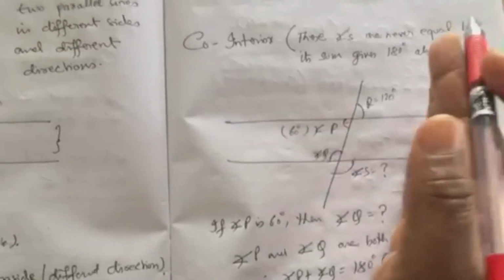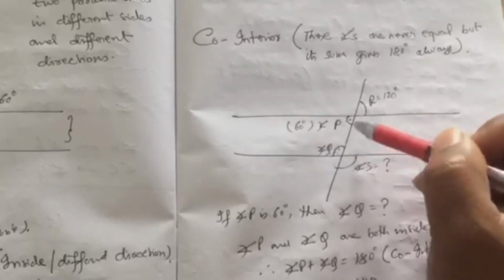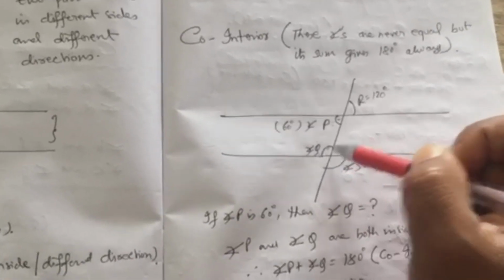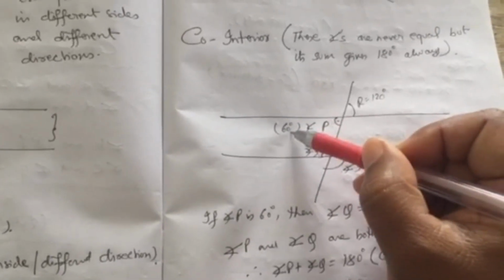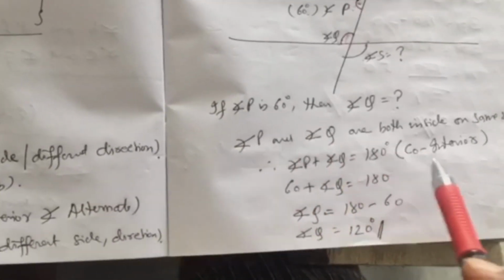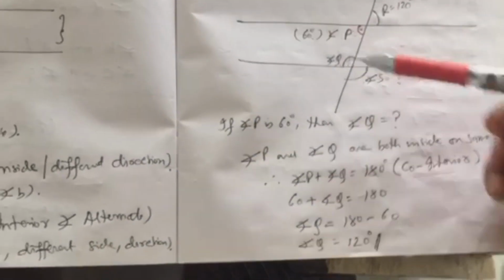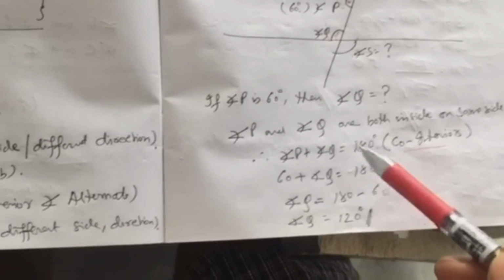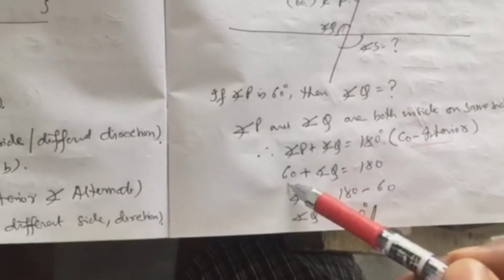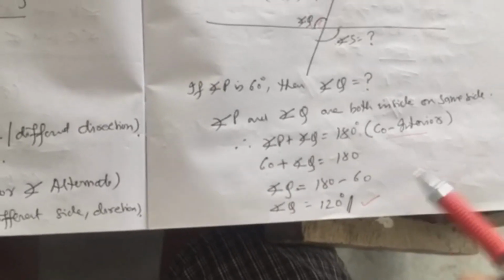So what they are is, both the angles are on the same side, interior, and looking at each other from a far distance. So for these types of angles, what will happen here? Angle P is 60. So the sum total of these two angles will give you 180 degrees because it is called co-interior. So if you add angle P and angle Q, I will get 180. Angle P was already given as 60, so angle Q you have to evaluate. So angle Q will come to 120.